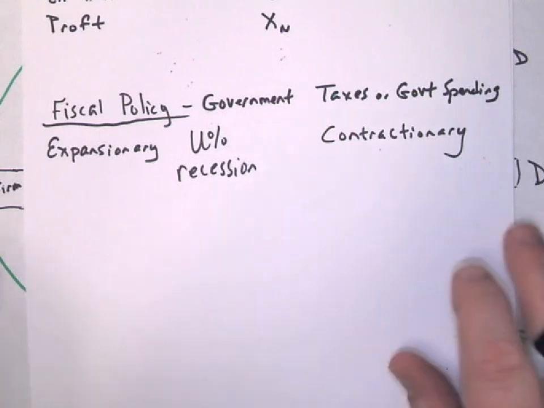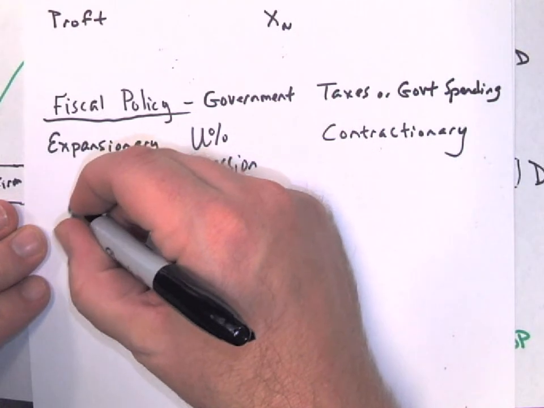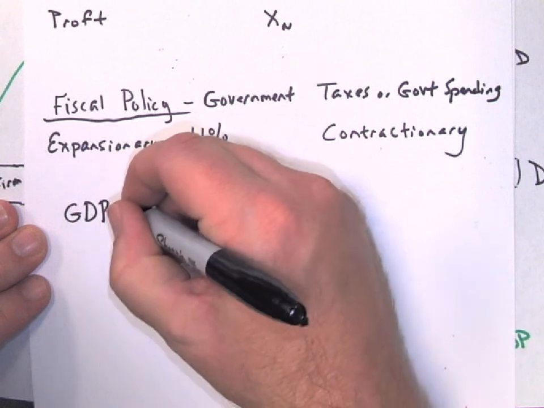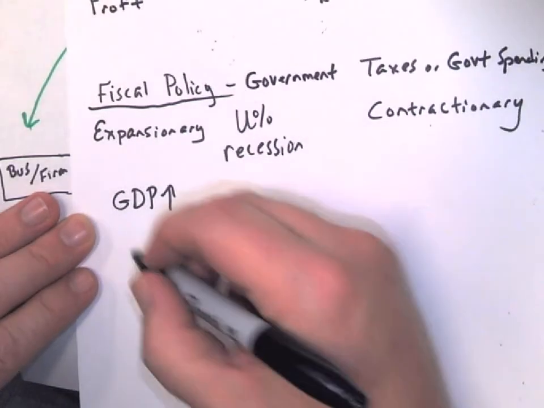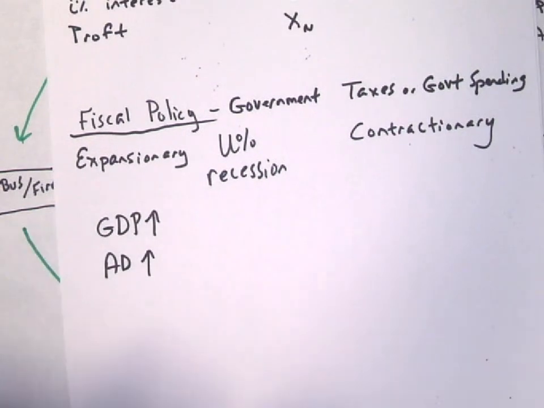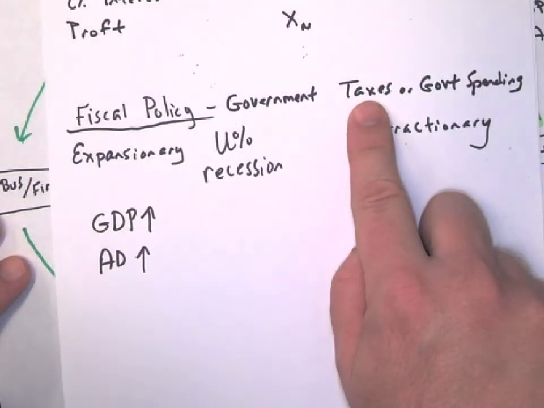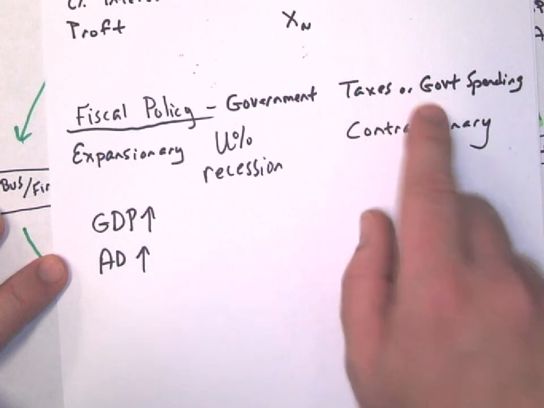And when that happens, whenever we have unemployment or recession, we want GDP to increase. We want aggregate demand to increase. So let's look at expansionary fiscal policy first. So if we want GDP or aggregate demand to go up, and our only two forms of action to take when the economy won't fix itself are to alter taxes or government spending.